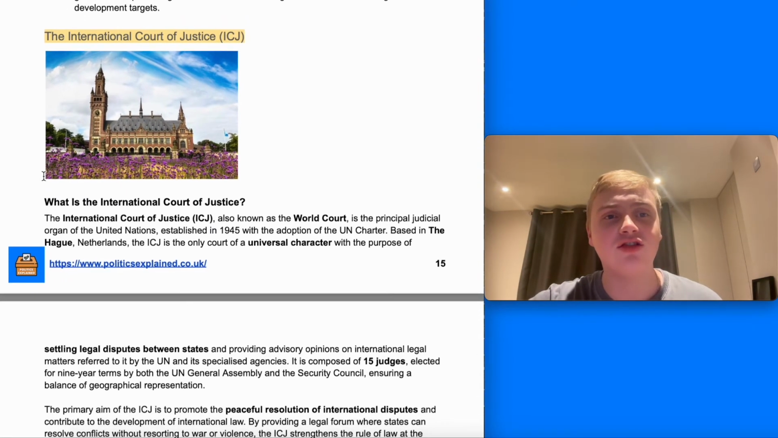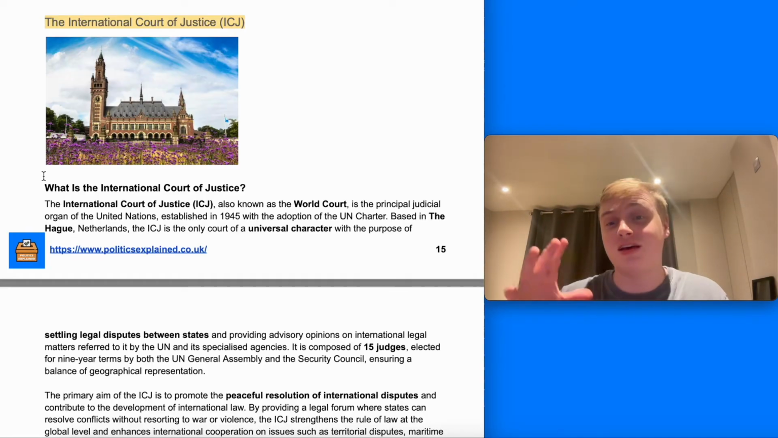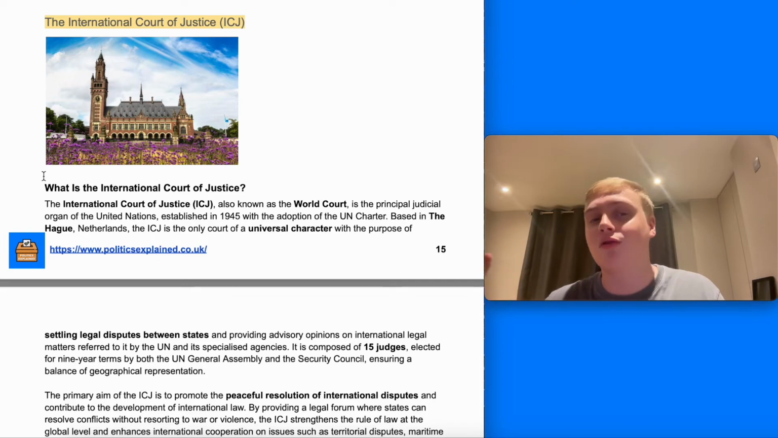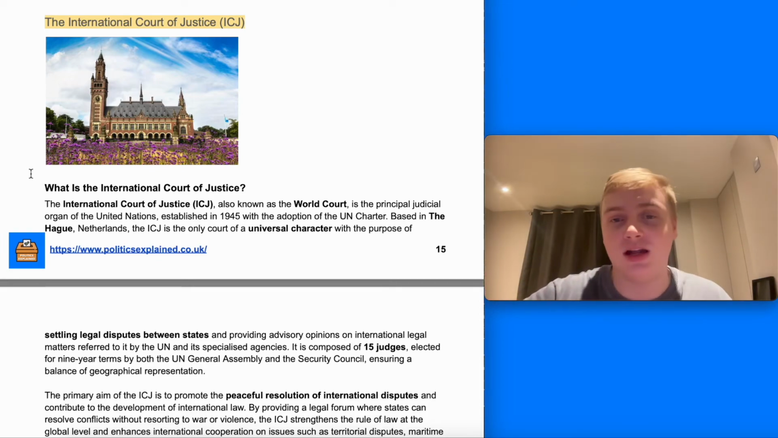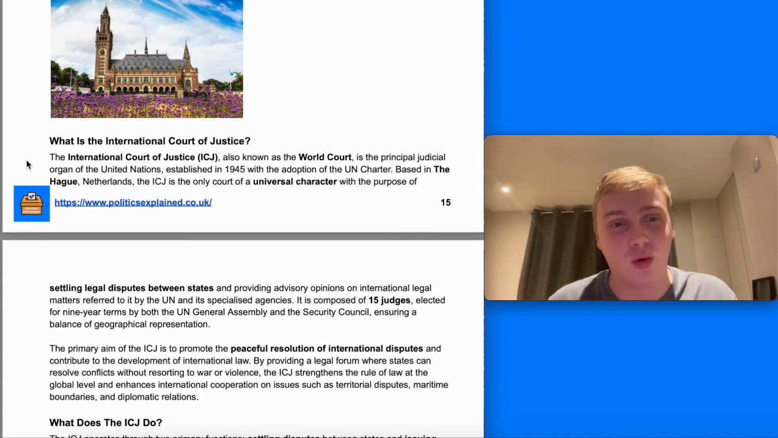And the final key institution of the UN we're going to have a look at is the International Court of Justice. We're going to look at this when we look at global human rights governance as well. But we might as well look at it here as part of the United Nations. So if you watch both videos, you're going to be seeing this twice pretty much.